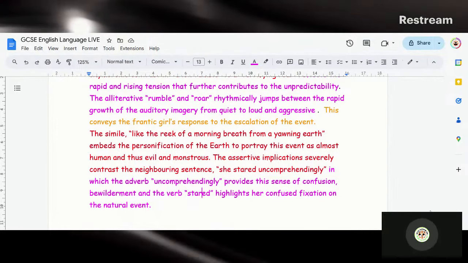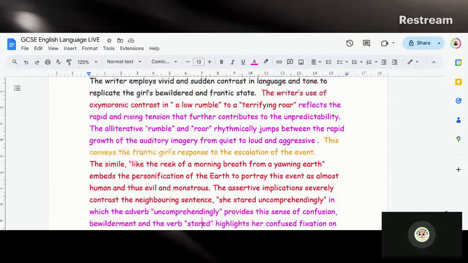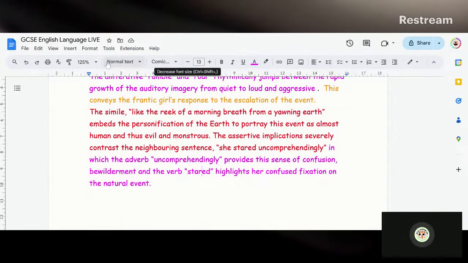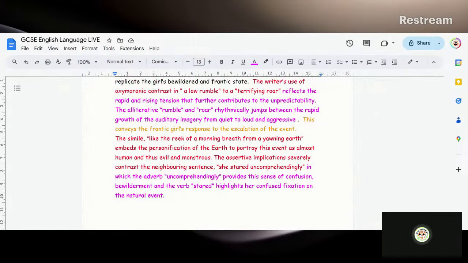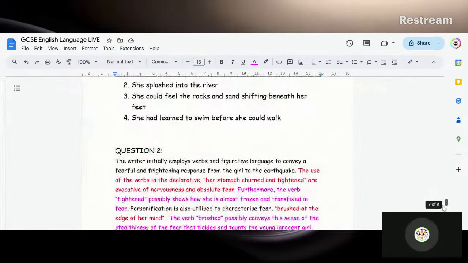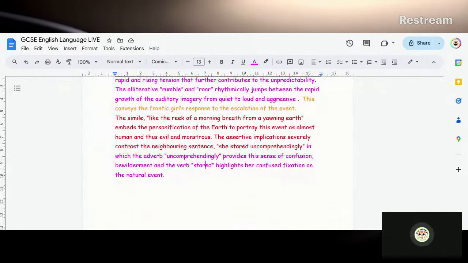Yes, you can say, so assertive is another sentence name, just how you can call a sentence declarative. It's very similar. So it's a good technique to embed more language techniques. So here you can see that for our question 2, we've got 2 strong paragraphs.